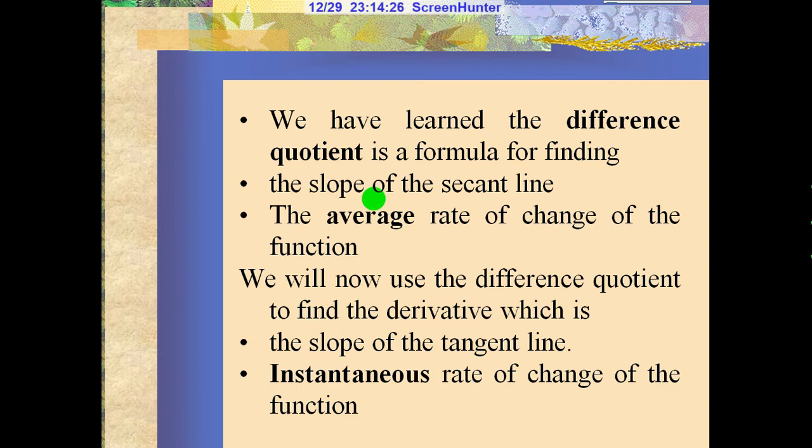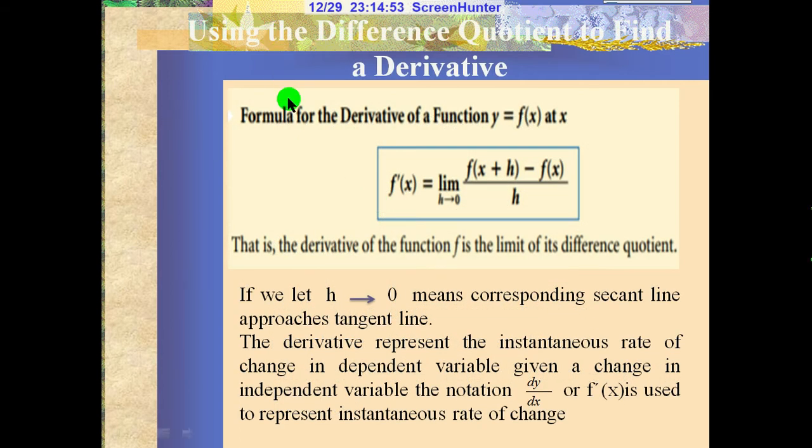Slope of a tangent line. When we say the slope of a tangent line, it means we are discussing a particular point. Now, the instantaneous rate of change gives you the slope at a particular point, whereas the slope of the secant line gives you the slope over a range, over 2 points. It gives you the average rate of change. So, to find the derivative of a function, we use the difference quotient.